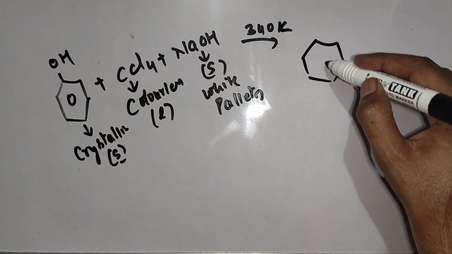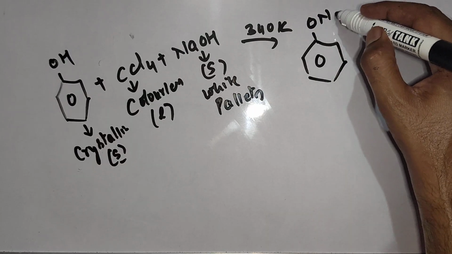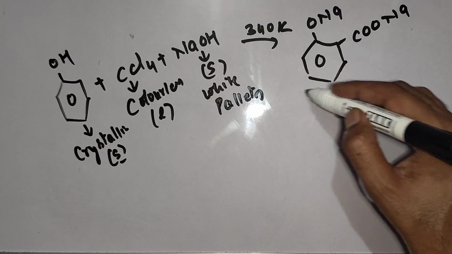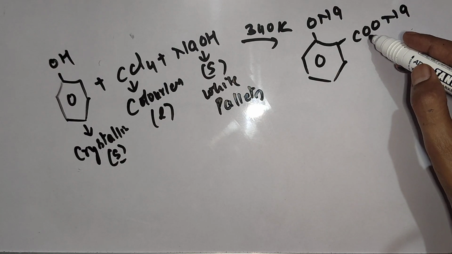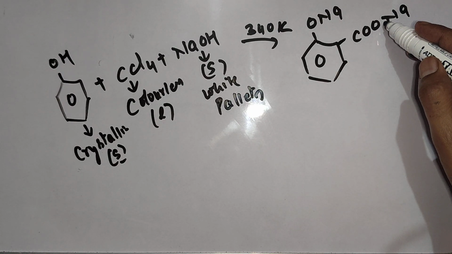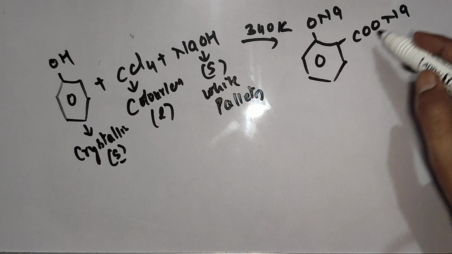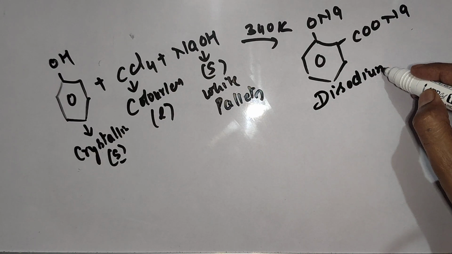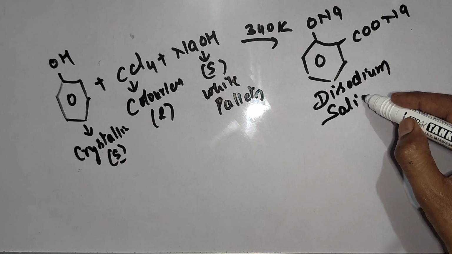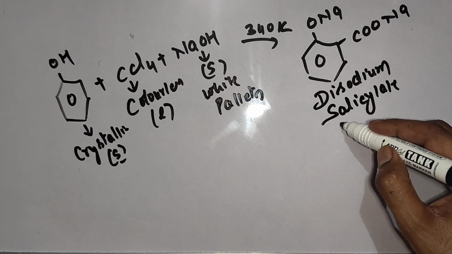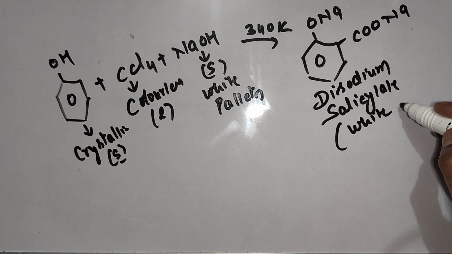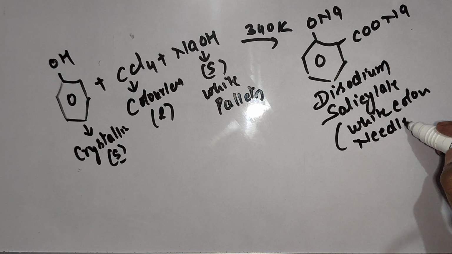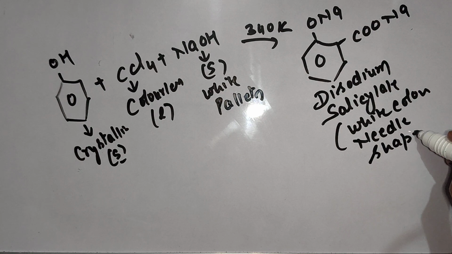First, this compound will be generated. On a benzene ring, a carboxylic functional group will be added and the hydrogen of the carboxylic functional group will be replaced by sodium. This compound is known as disodium salicylate. It's a white colored, needle shaped crystal.